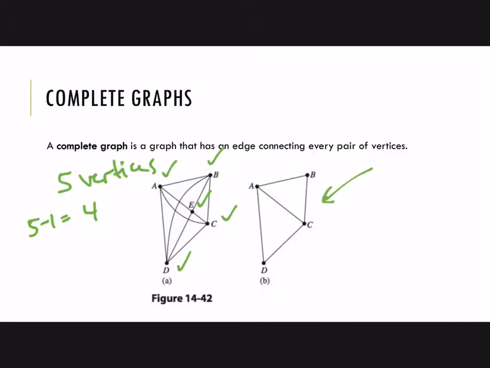Right away I can tell that this graph is not complete. There are 4 vertices, so each degree should be 4 minus 1, or 3. And that is the case for A and C, but it's not the case for B and D. We had that missing edge.